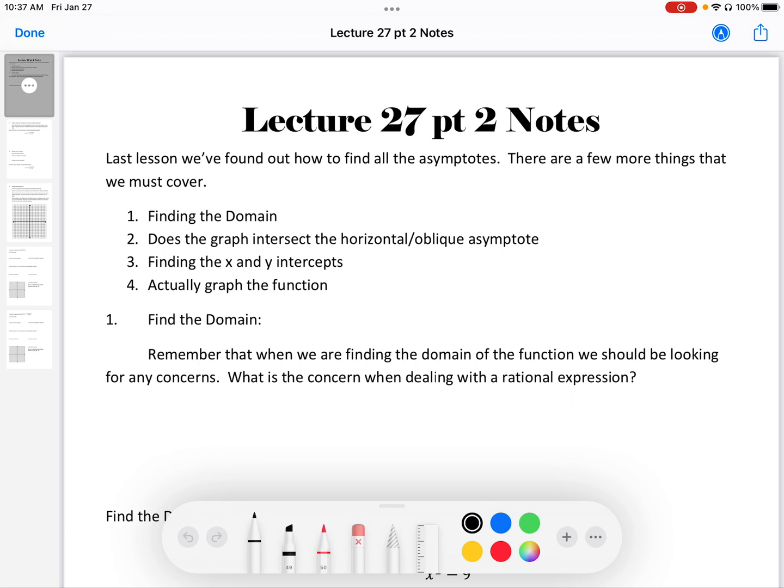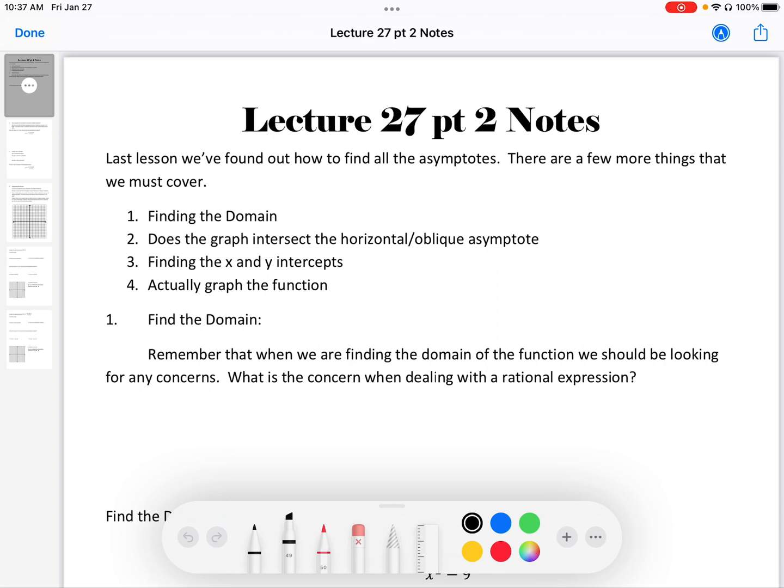And then the fourth thing we will do is actually graph these functions, figuring out what all these pieces that we found from our asymptotes, x and y intercepts, and whether it crosses the horizontal or the oblique asymptote mean. We will get a feel for what's going to happen with that. So let's start out with our domain.